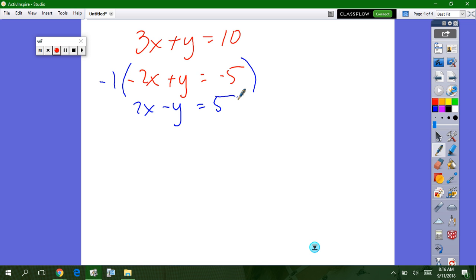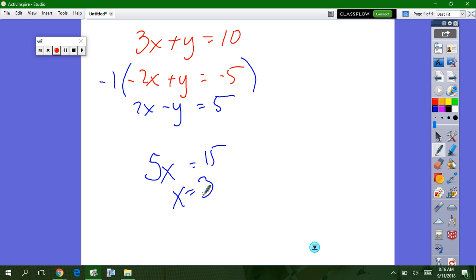So let's go ahead and do so. I'm going to add these two rows together. 3x plus 2x is 5x. Y minus y is 0. That's the whole goal, is to eliminate a variable. 10 plus 5 is 15. Notice x is 3, which has been consistent once we've done all three ways now, right?